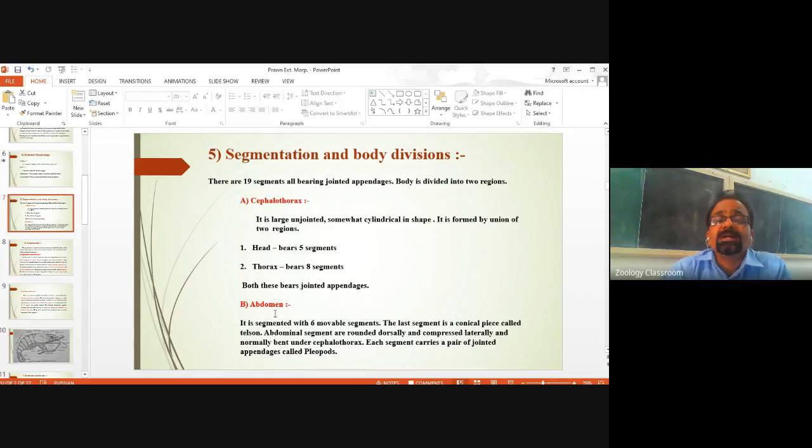Abdomen is the other part. It is segmented. Six movable segments are present. So whatever edible part is there in case of prawn, that is nothing but this abdominal region. Very important part.